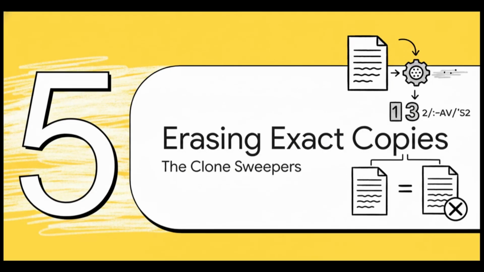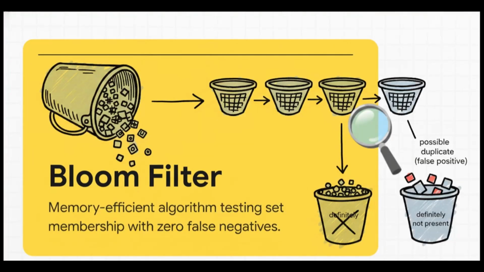Part 5. Erasing exact copies, the clone sweepers. To sweep away exact clones without comparing every page directly, computer scientists rely on hash functions. A hash function takes a massive document and mathematically crushes it down into a tiny integer, or a really short string. Instead of comparing whole documents word for word, we just compare these tiny integers. But storing millions of hashes still takes a massive amount of memory. Enter an elegant solution, the Bloom filter.